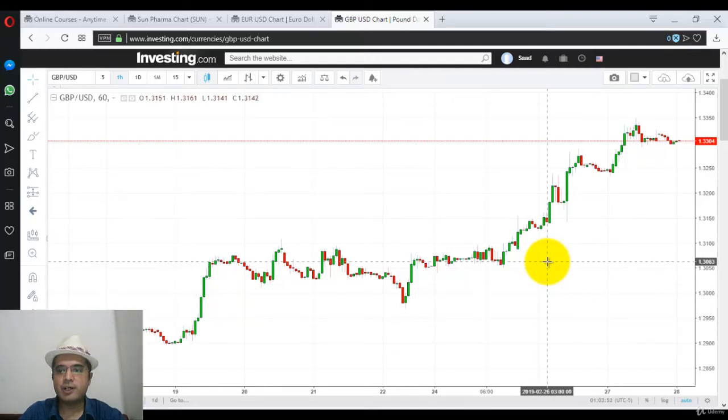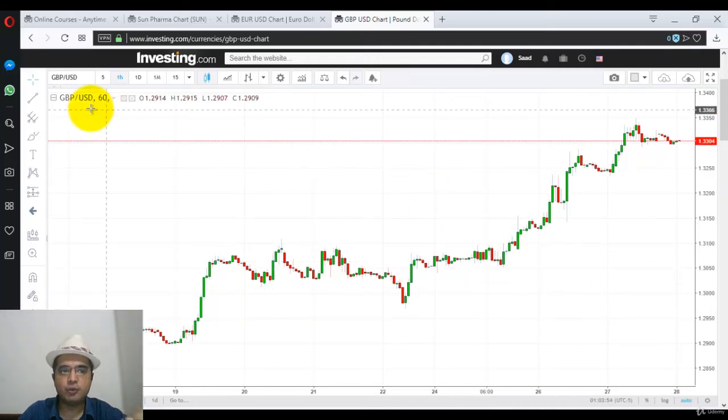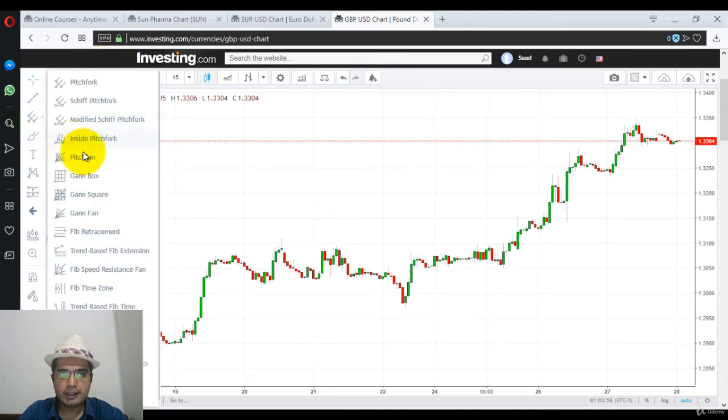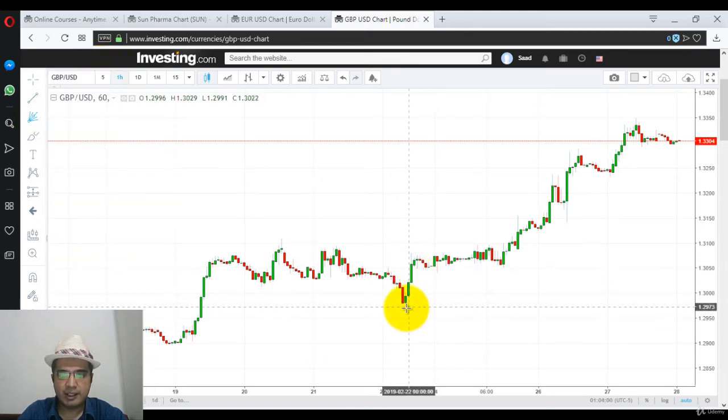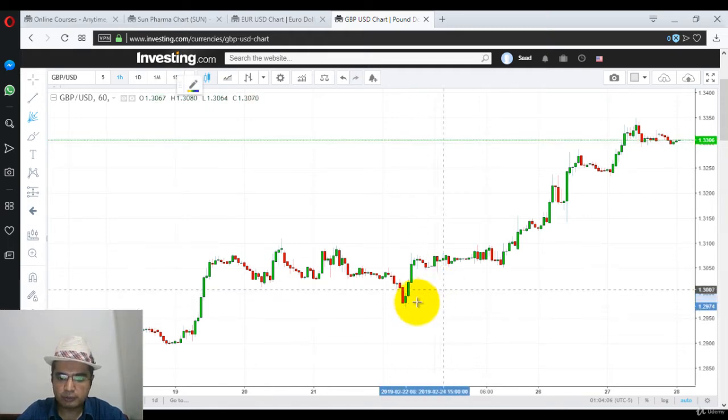Hi guys, let's do a live trade on Great Britain US dollar. Now this is a 1 hourly chart and I'm selecting gain fan. As we discussed earlier, you need to attach the low.